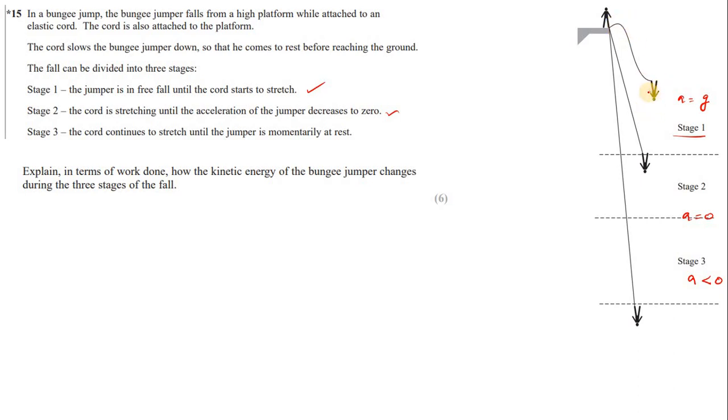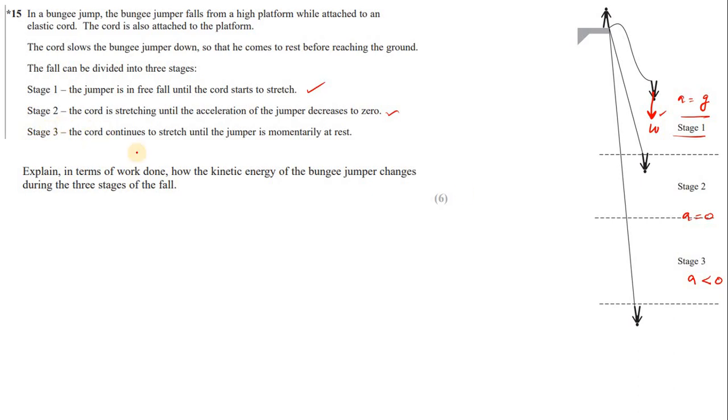So the only force acting on the jumper is the weight. And due to weight, the bungee jumper is accelerating. So basically the gravitational force or weight of the jumper is doing work on the jumper. So kinetic energy is continuously increased because we have acceleration 9.81. So work is done by the gravitational force, kinetic energy increases.